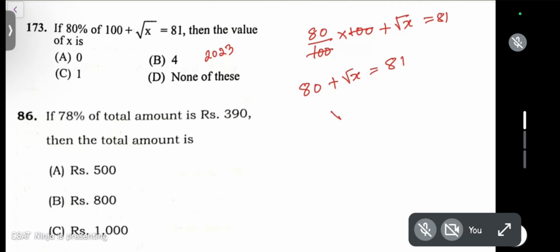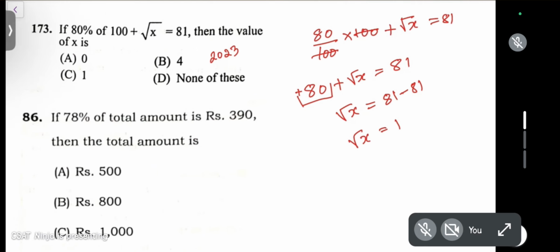So root over x is nothing but, if I transfer this, there's a plus sign there, okay? Plus 80 transferred to the other side is nothing but minus 80, so 81 minus 80, and root over x is nothing but 1. So if I transfer this square root to the other side, it will be square. 1 whole square is equal to 1. So the value is nothing but 1. I'll tell you one thing here.